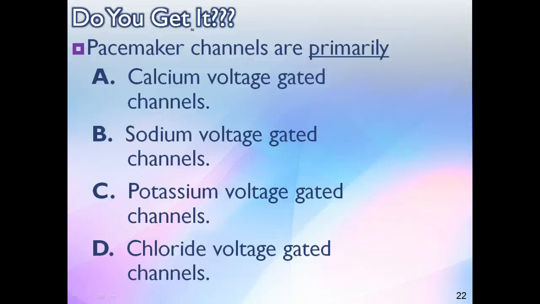Well, pacemaker channels are primarily, now remember I said they were a cation channel, but I also said that although they're a cation channel, mainly one ion goes through them. And that one ion that goes through them is going to be calcium.